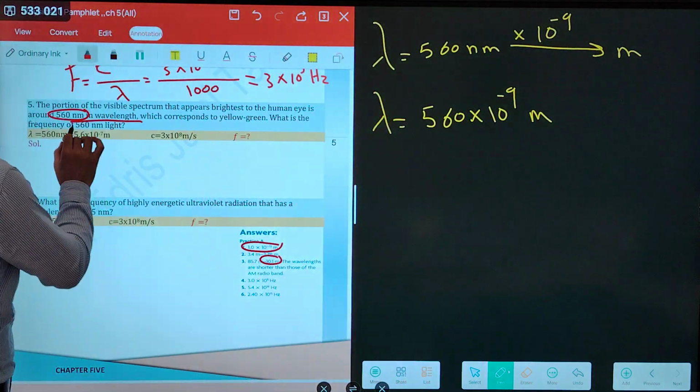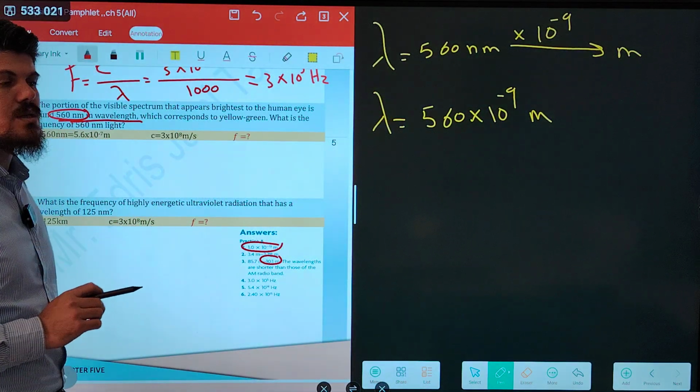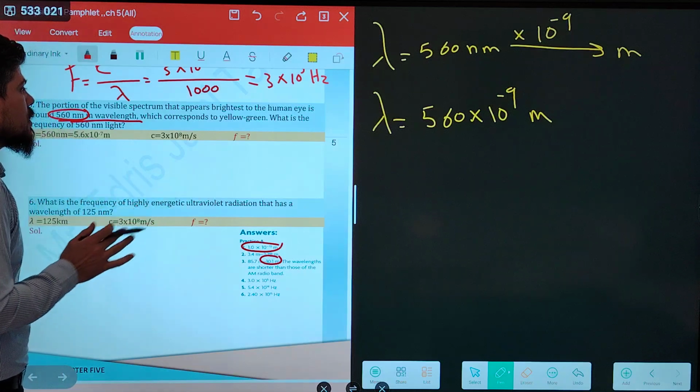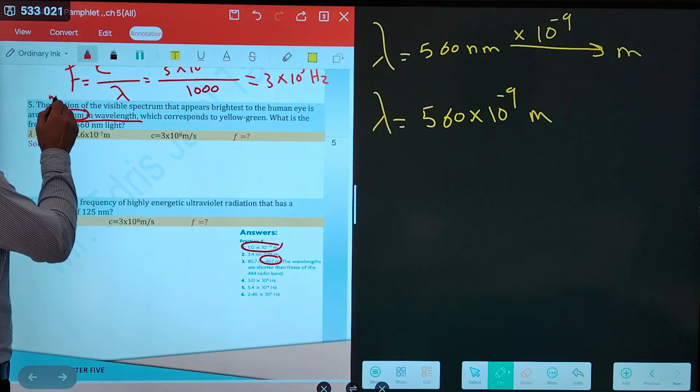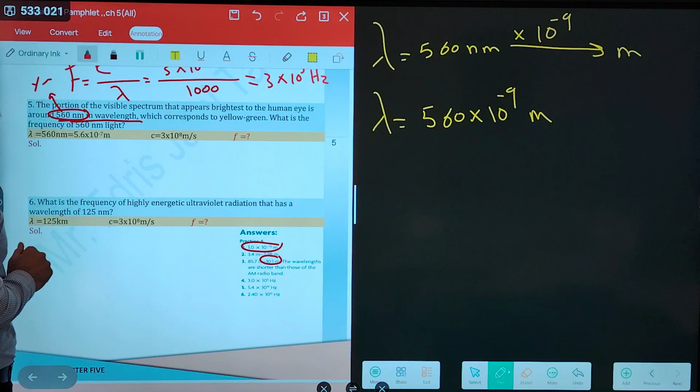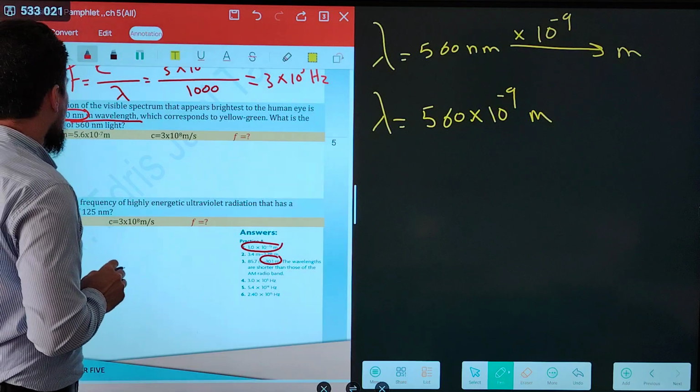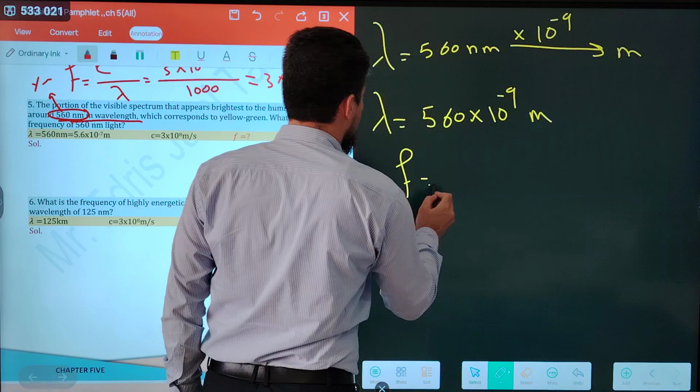Okay? As I told you, you are not allowed to solve a question with a prefix such as nano. You have to convert to the SI unit, which corresponds to yellow. This wavelength is yellow. What is the frequency of this wavelength? What is unknown? Frequency is unknown.